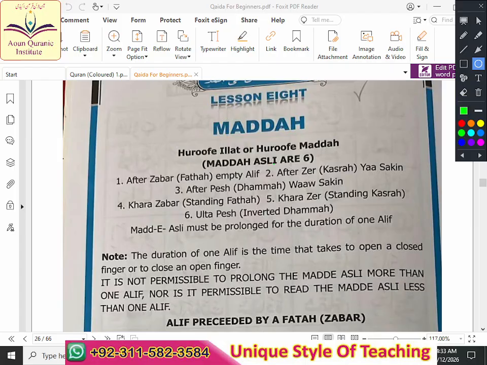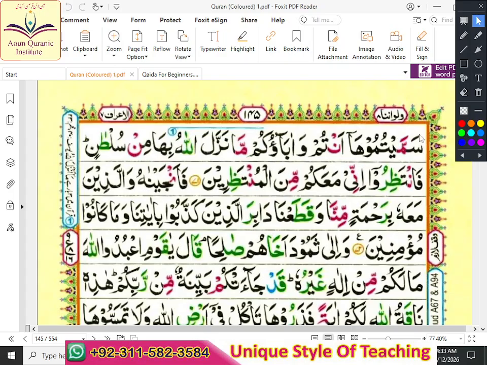Okay, so now this is done. Second point done. Now the third one is after Pesh, Wow Sakin. After Pesh, Wow Sakin. Okay, so please find after Pesh, Wow Sakin. Did you find it in this box? There are two examples. Yes, after Pesh, Wow Sakin.